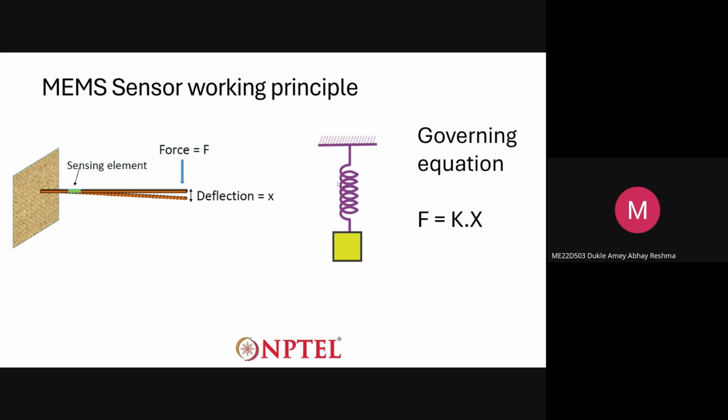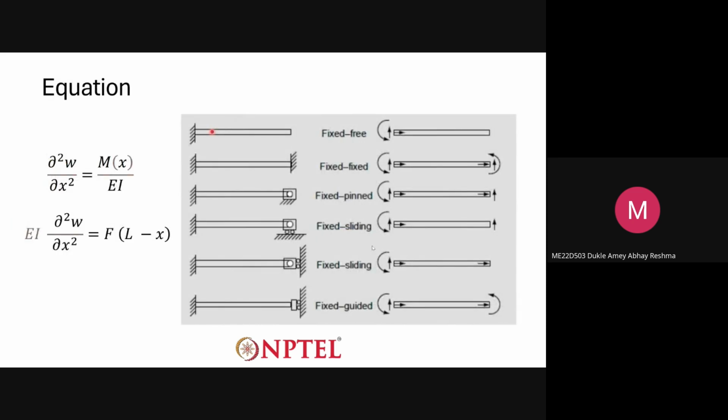What will the sensing element do? It will calculate the x value. The K value is determined while designing or fabricating the sensor. You are finding the x value, so eventually what you get is the F value. That is how the sensor actually works.